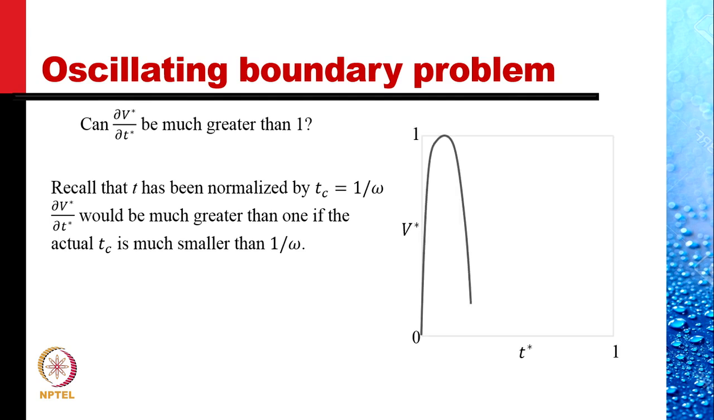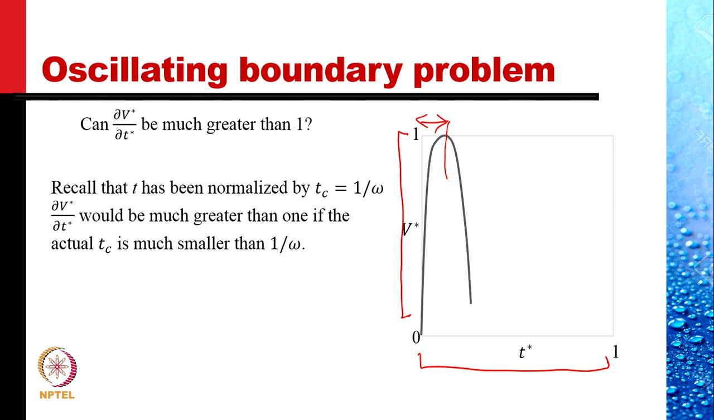Is this possible? This would be possible only if the variation of v star with t star, normalized by Tc equal to 1 over omega, is something like this: that it doesn't take the whole range of t star for v star to change from 0 to 1, but it changes from 0 to 1 in a much smaller interval.